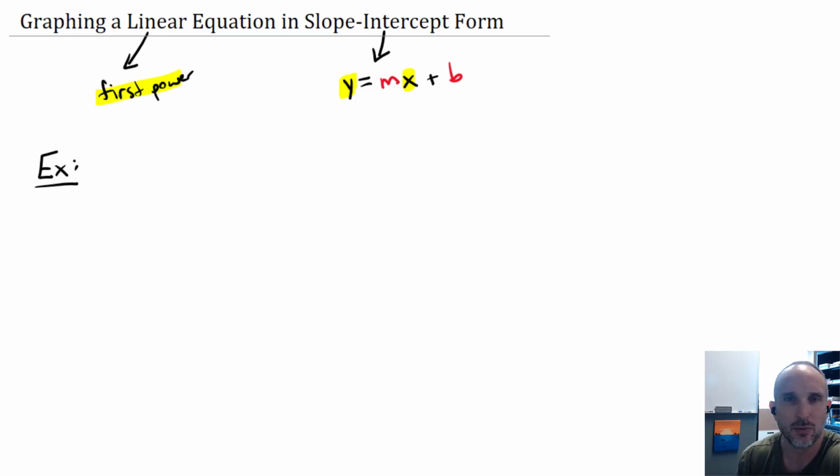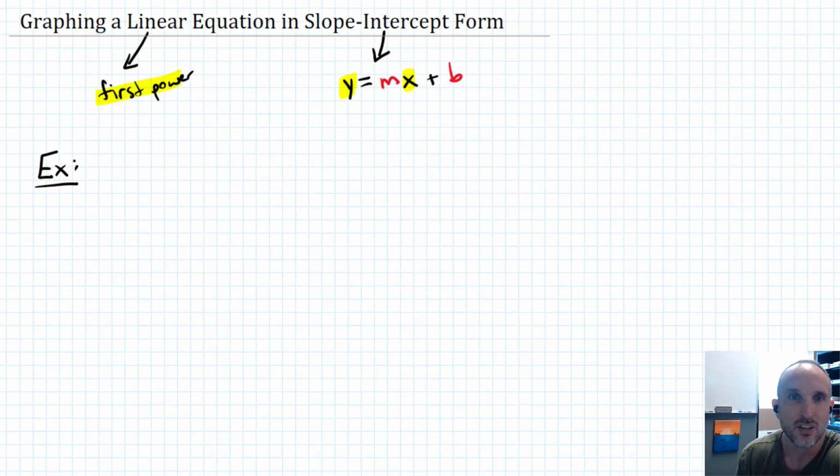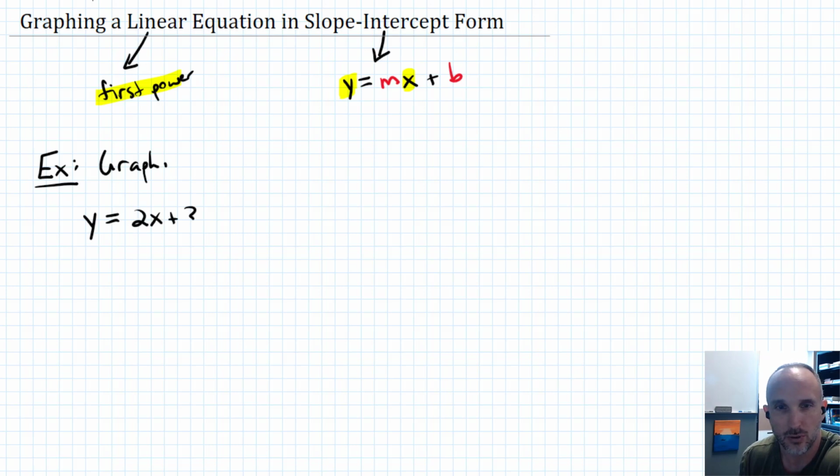And by the way, I strongly recommend having some graph paper on hand, just in general when you're doing graphing. If you don't, that's okay, just draw it by hand. But let me change my paper to graph paper real quick. Okay, so let's graph, and I'm going to show you a couple different ways to do this. Let's graph the equation y equals 2x plus 3.